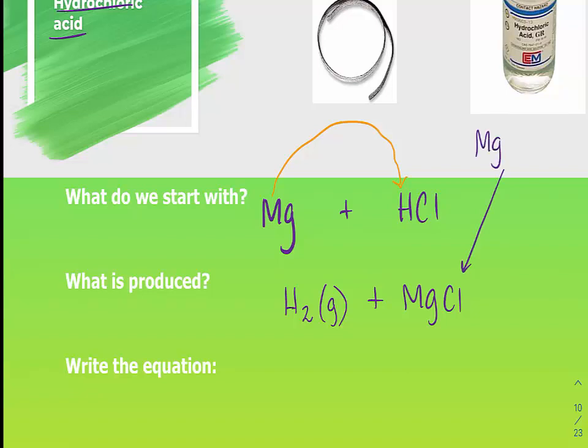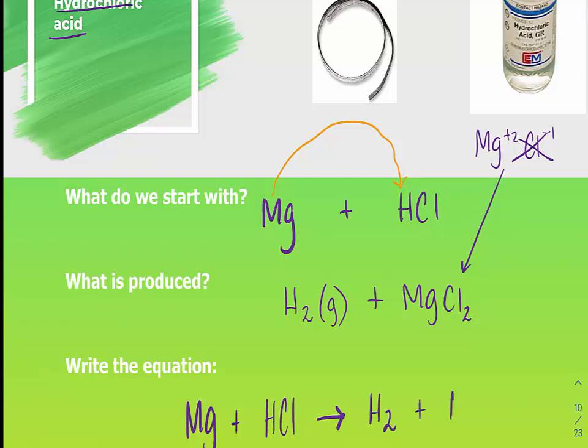So if we think about it, it's Mg plus 2 and Cl minus 1. We need to crisscross the charges. The 2 comes down on the Cl2, and that's got to go there. Okay, so we're going to wrap this up and put them together. Magnesium plus hydrochloric acid forms hydrogen H2 gas and MgCl2.